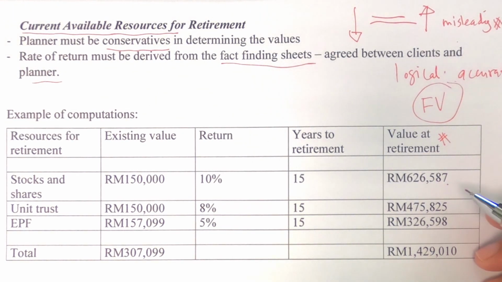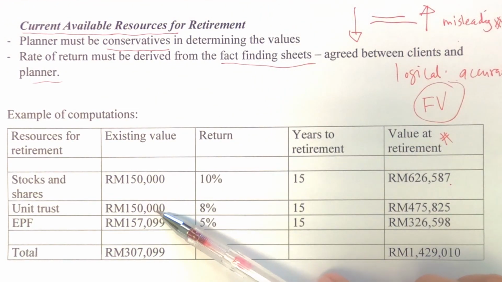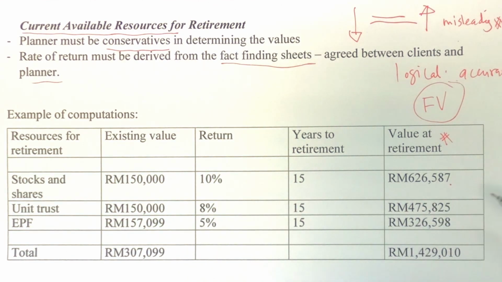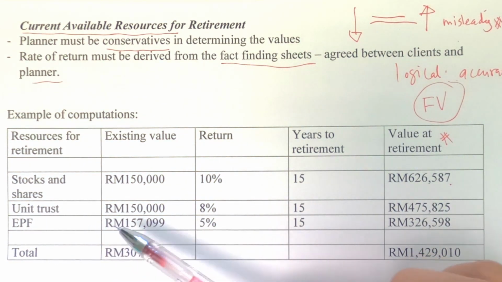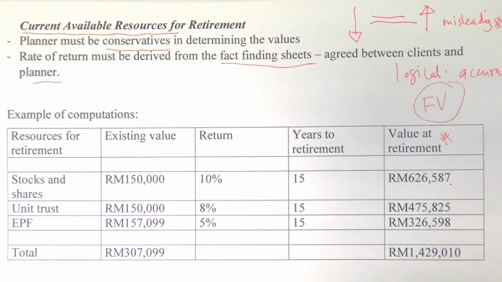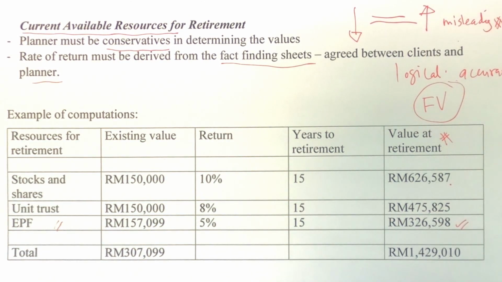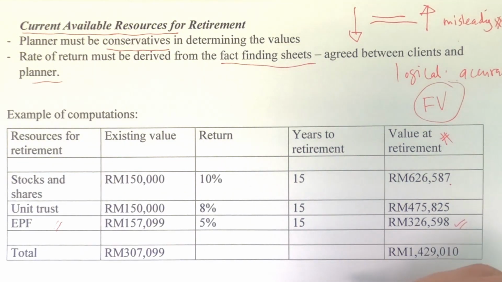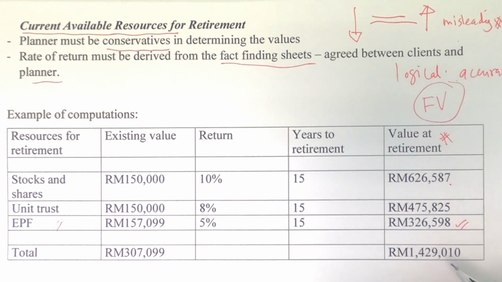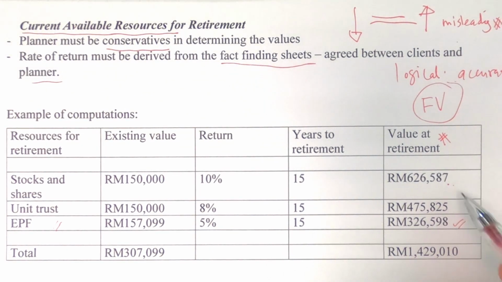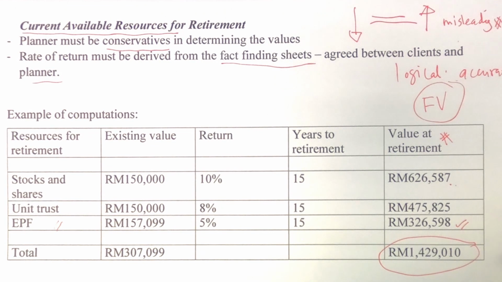626,587. Okay? And unit trust, 150,000, 8%, 15 years, and the same goes for EPF, because these are the current available resources. So the client should look at the current balance of the EPF, and we have to calculate the value at retirement, the future value at retirement. Therefore, you can get this figure, and the total value at retirement is 1,429,010, and this represents the current available resources of the client.